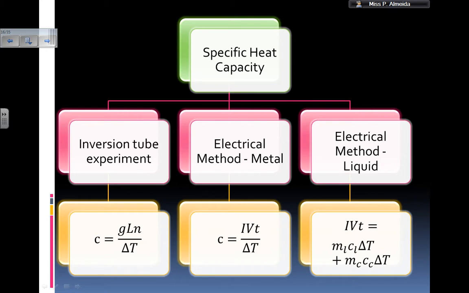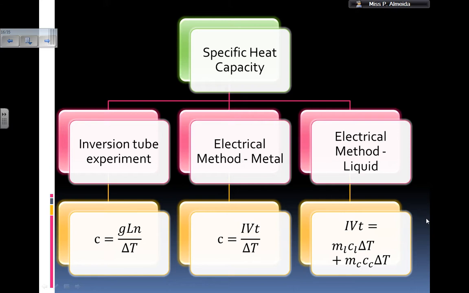The first is the inversion tube experiment. The other one is an electrical method using a metal, and the other one is the electrical method using a liquid. Under each of these three methods, you can see here I have the formulas where you can figure out the specific heat capacity or anything else, if they ask you.